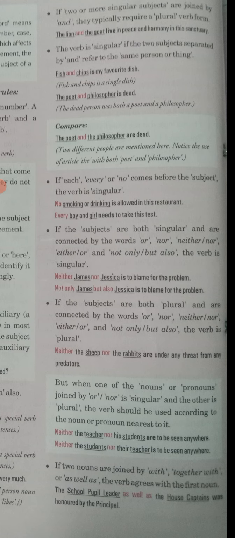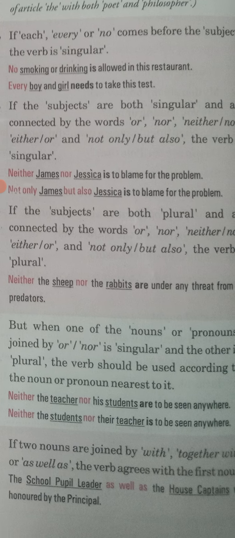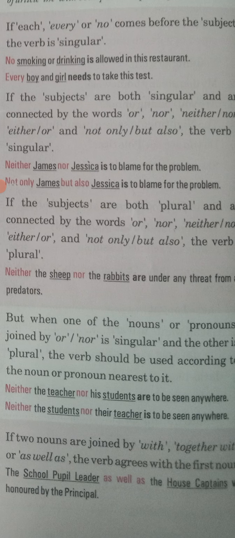Next one, if the subjects are both plural and connected by the words or, nor, neither, then in that case the verb is plural. How is it possible? What is the reason? They have mentioned the same thing above, that if neither nor or either or come with the subject, then the verb will be singular. And now they are saying if these words are coming, then the subject will be considered plural and the verb will also act like a plural. What is the reason? So students, just listen carefully to why they have said this.